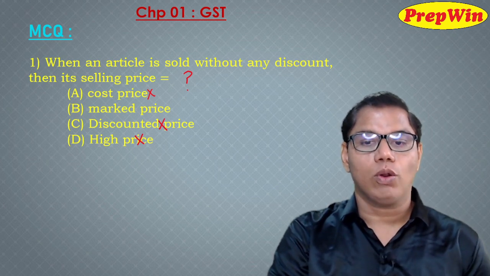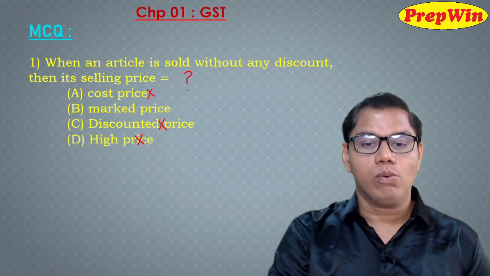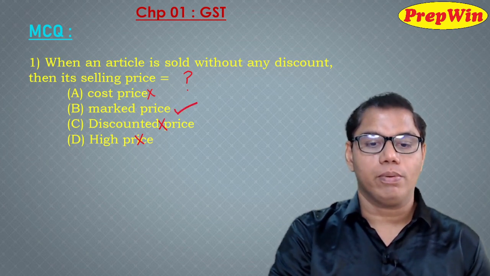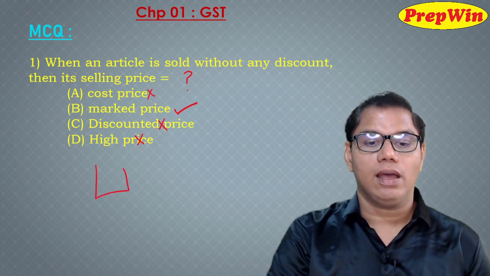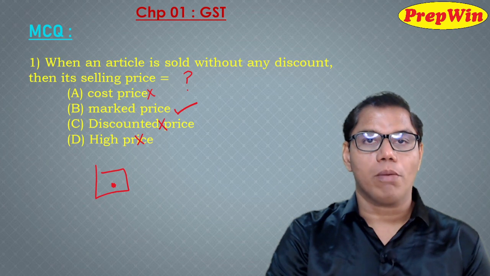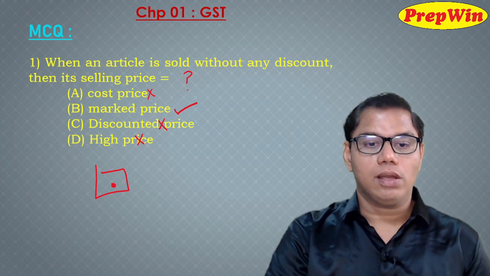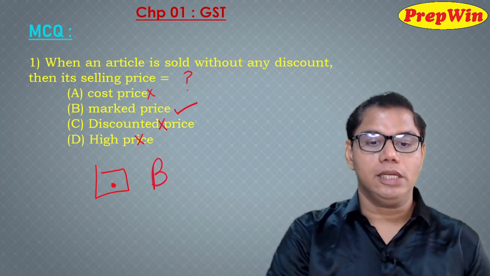When an article is sold without any discount, then what? Then selling price is definitely going to be equal to the mark price. So on the product we see a label on which the price is printed. So here definitely the shopkeeper is offering no discount, so he is selling the product for the marked price. So the correct option is option B.